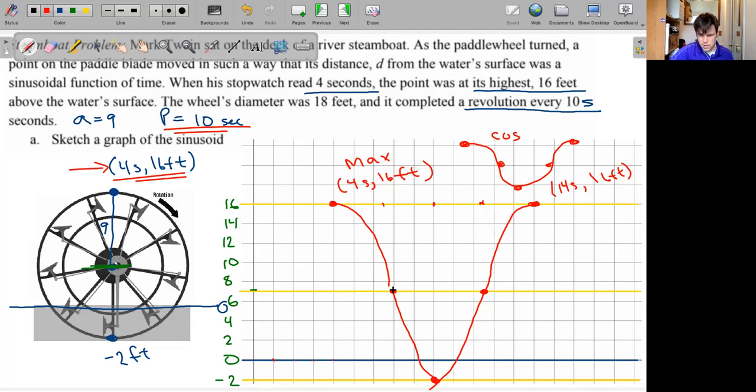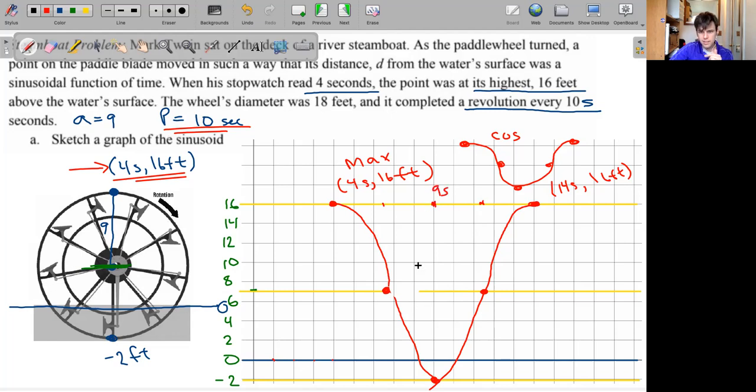Oh, I kind of misplotted that. That should be over here, right? At 6.5. So let me make that adjustment. That's where it should be. Anyway, 6.5 seconds about its midline, and then we go all the way down to its minimum, which we said was here at 9 seconds.